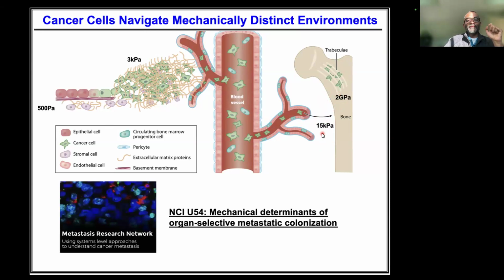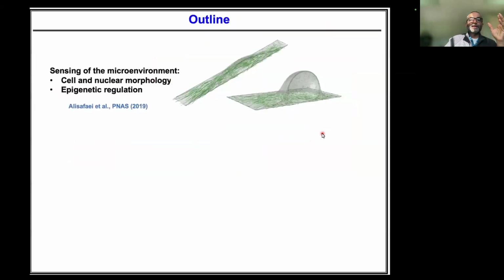So we are currently part of the Metastasis Research Network, an NCI project, where we're really looking at how, as the cells move from the primary organ to other organs, what the cells have to do is really adapt. And an important part of that adaptation is adaptation to the mechanical environment. And that absolutely involves a change in chromatin organization.